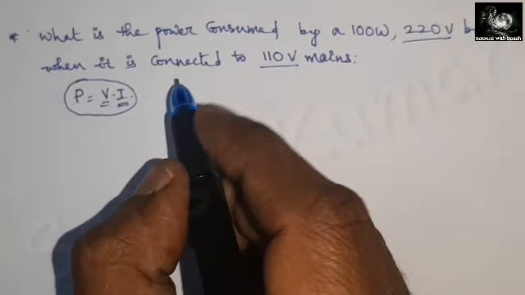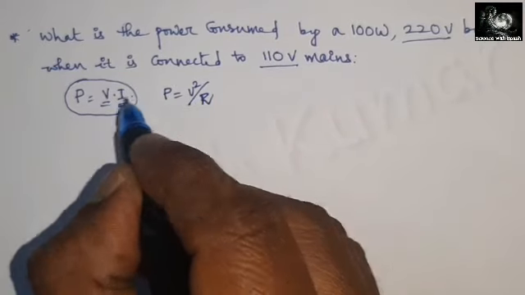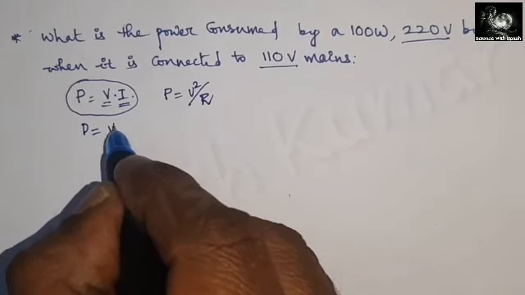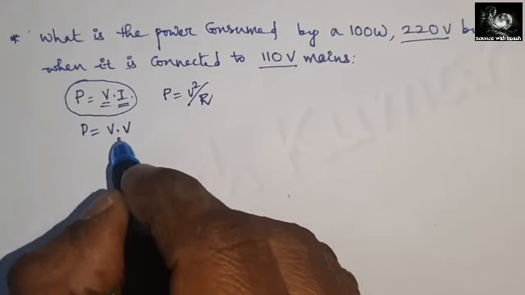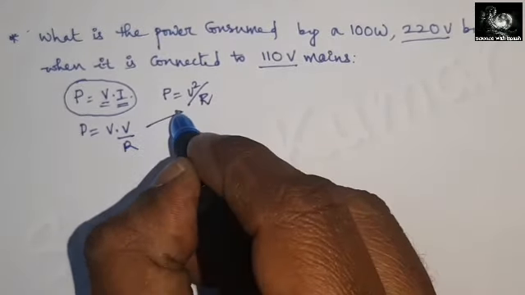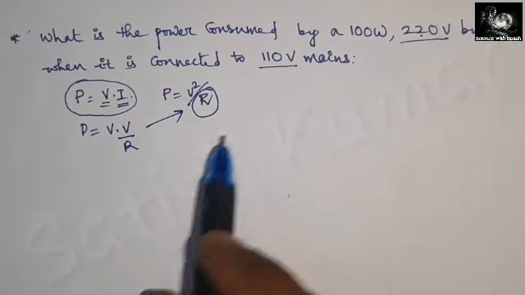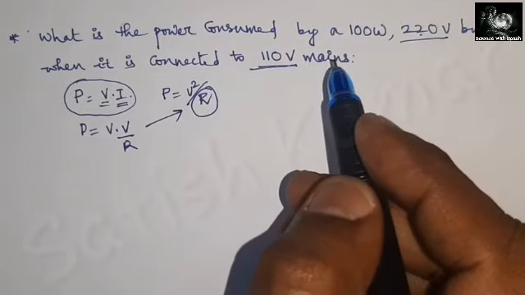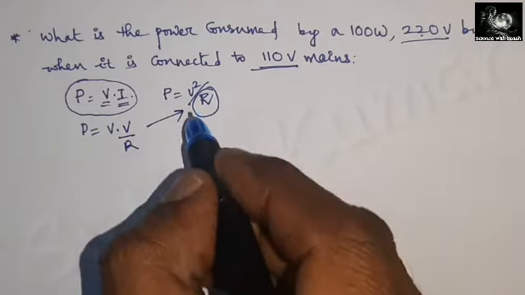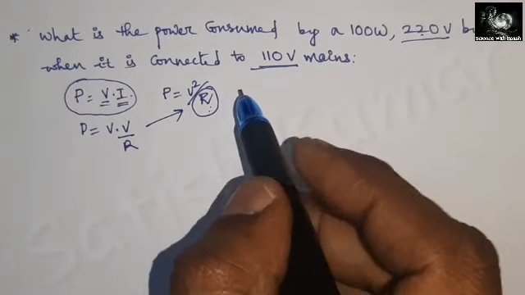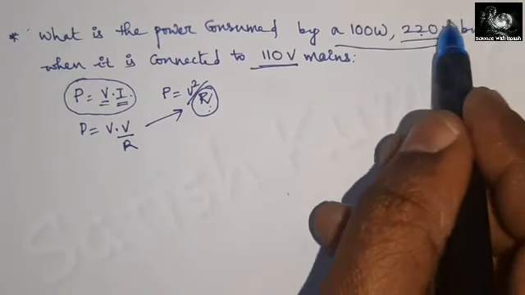So we have one more, P is equal to V square by R. Why? Because P is equal to VI, V into I. From Ohm's law, I is equal to V by R. So V into V is V square by R. This is the formula. R remains constant whether it is connected to 220 volt or to 110 volts or something. So R remains constant. So for that I am going to find out the resistance of the circuit first. For this I am going to use this data.